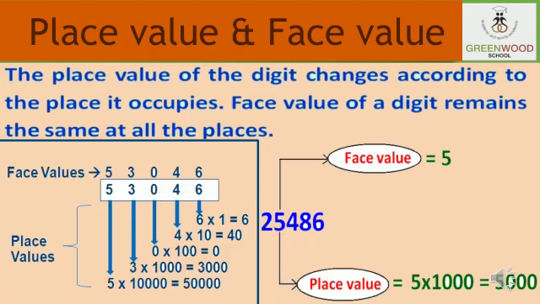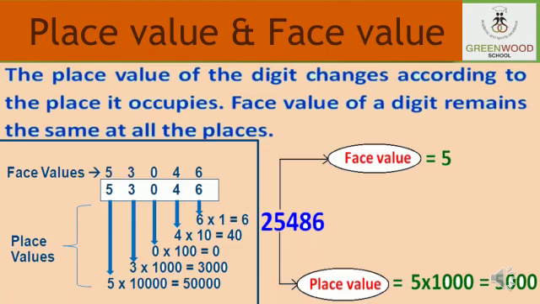Let us now see how to find the place value. If I want the place value of 6, then 6 is at the place of ones. So, 6 multiplied by 1 is equal to 6. 4 is at the place of tens. So, 4 multiplied by 10 is equal to 40. 0 is at the place of 100. So, 0 multiplied by 100 is equal to 0. Here you have to remember, any number multiplied with 0, the answer is 0.